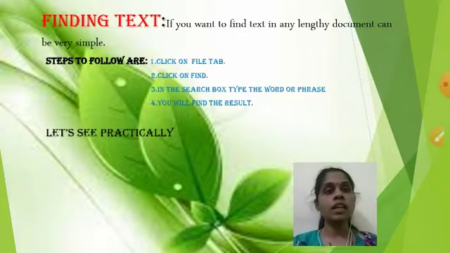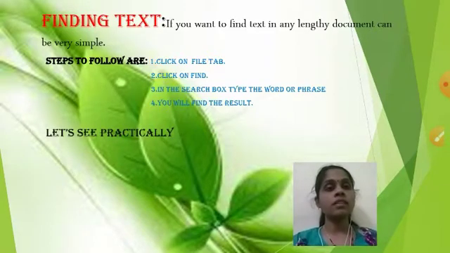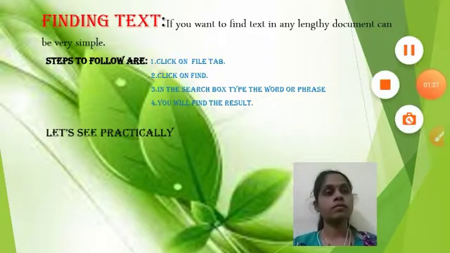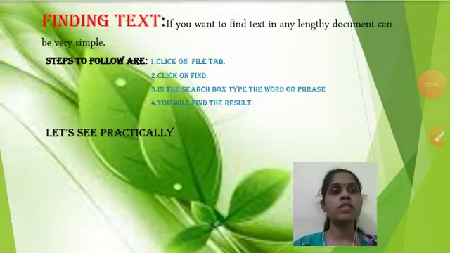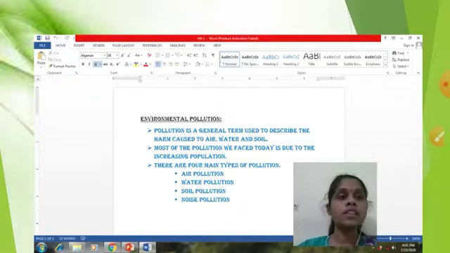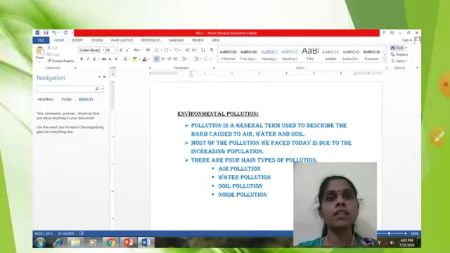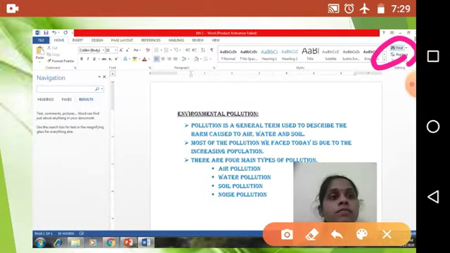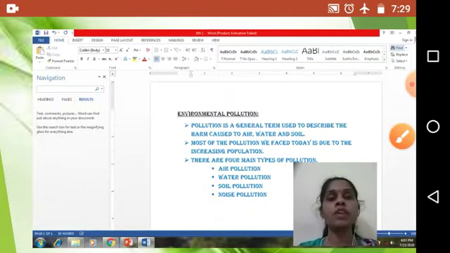See the steps. Click on the file tab. In that you will get find. In the search box, type the text or phrase whatever you want to find, and then go on. Okay, now we will see the practical. See here, I have written one paragraph, environmental pollution. Now in this you have to go to the file tab. In that file tab you will get find. You have to click on find.